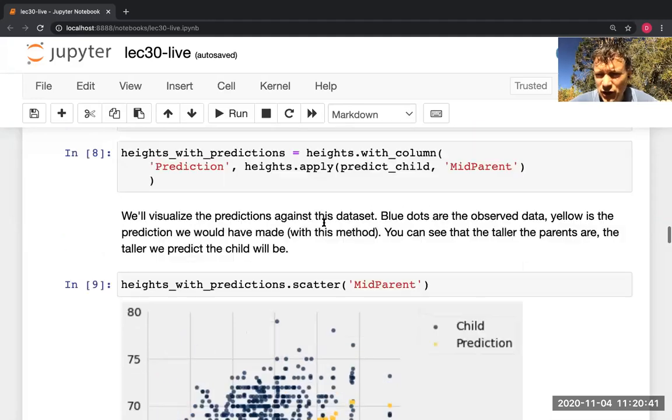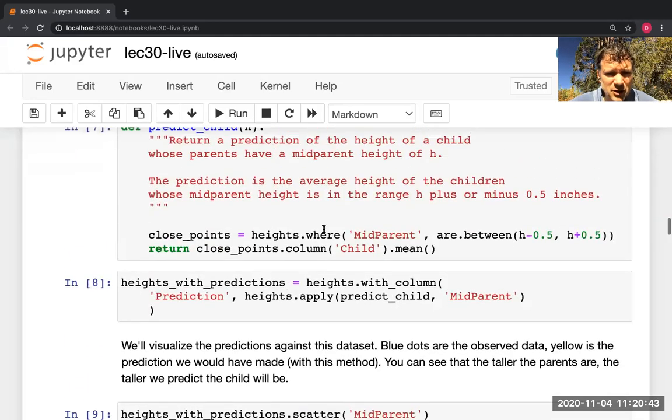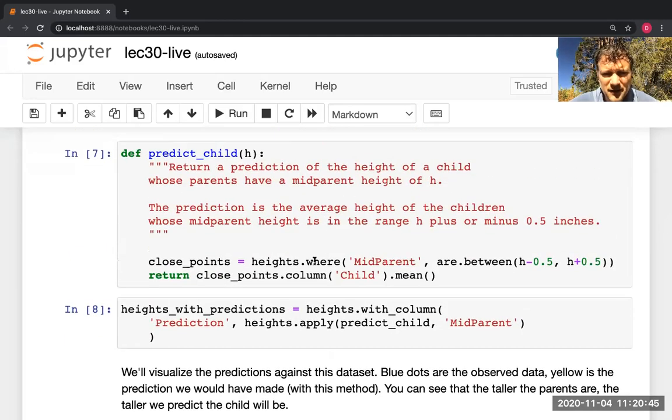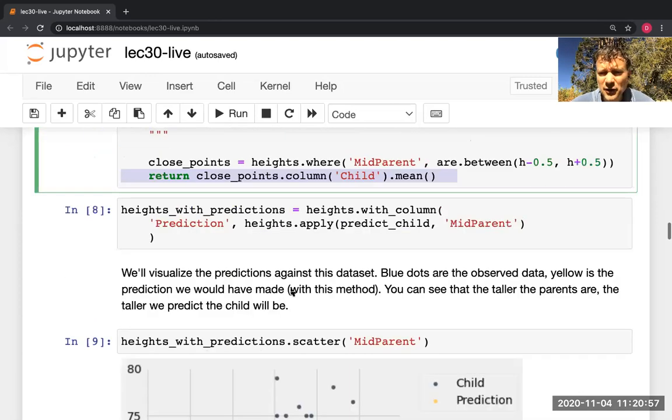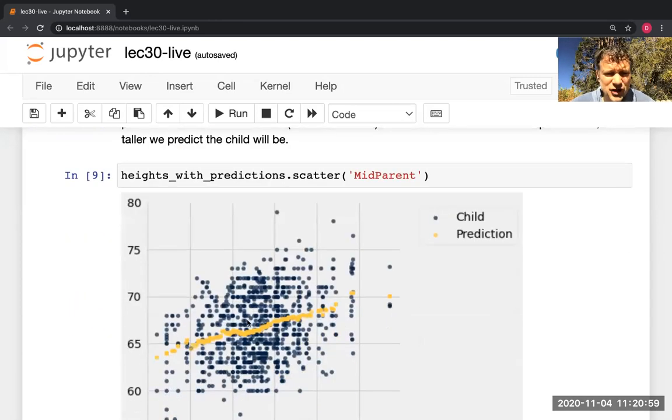Can I show you the code? Sure. Here's the code. For a given couple, we find other couples that are similar in terms of mid-parent height. We take the average height of their children. That's the prediction for this couple. So the yellow is the prediction. The yellow is the average of the heights of the kids of similar couples. So that's the prediction that we would make with this method.